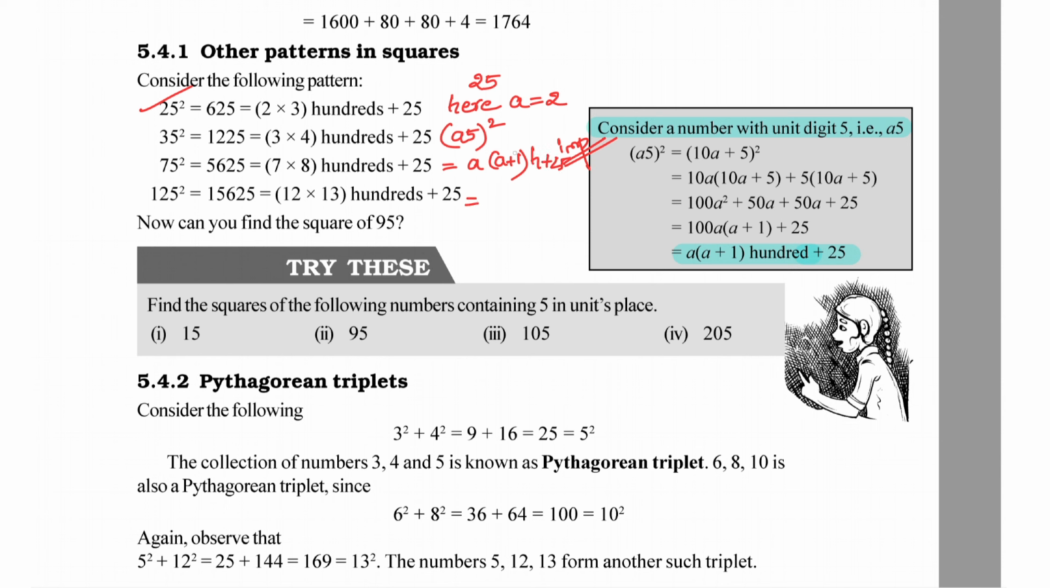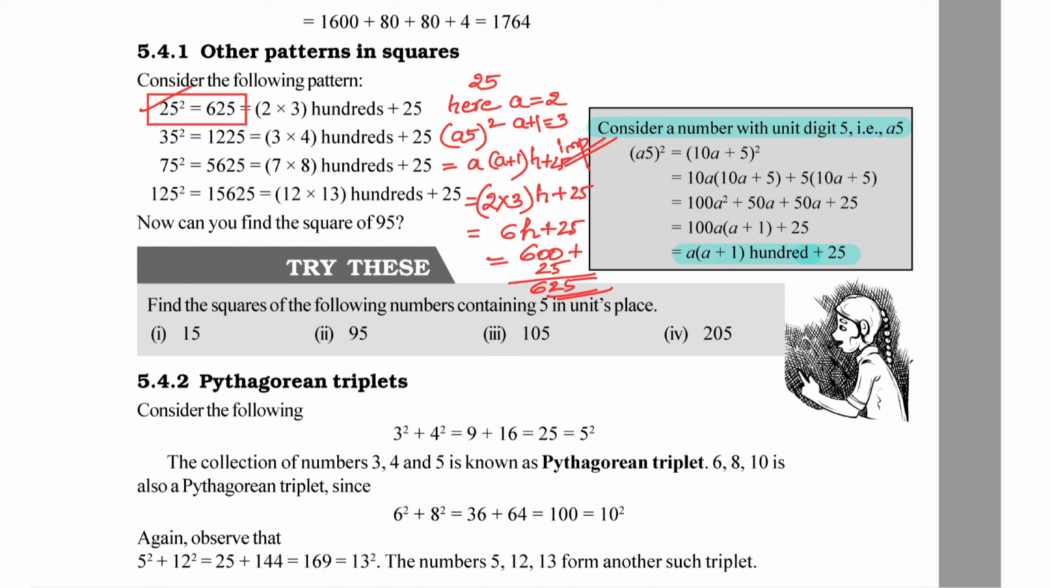A into a plus 1. A is 2, a plus 1 is 3. So we have 2 into 3 hundreds plus 25. 6 hundreds plus 25. So we have 6 hundreds to which we have to add 25. That comes out to be 625. So you can check that the square of 25 is 625.